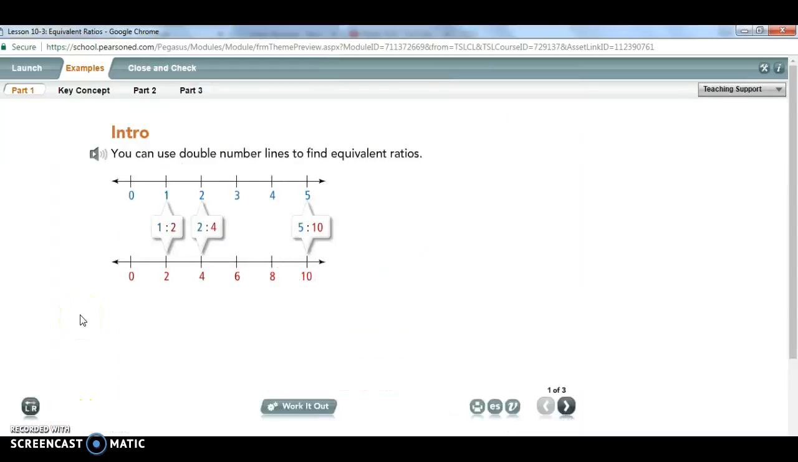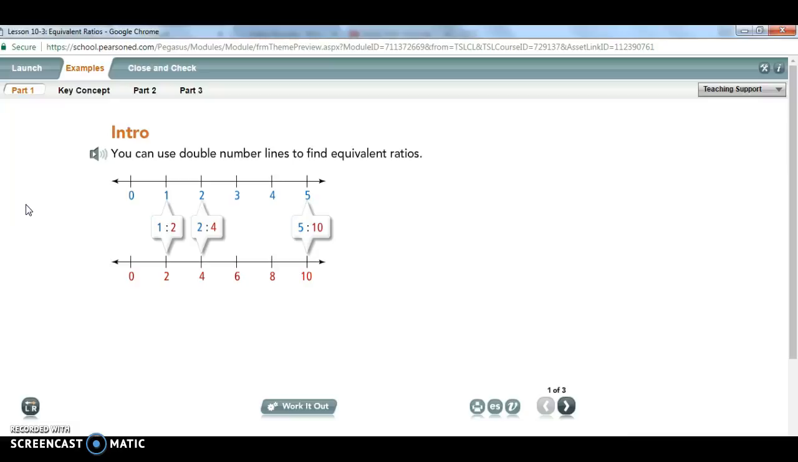In lesson 2, we talked about how we can find equivalent ratios within a multiplication chart. Now we're going to be talking about how we can use equivalent ratios on double number lines. You can use double number lines to find equivalent ratios. 1 to 2, 2 to 4, and 5 to 10 are equivalent ratios.